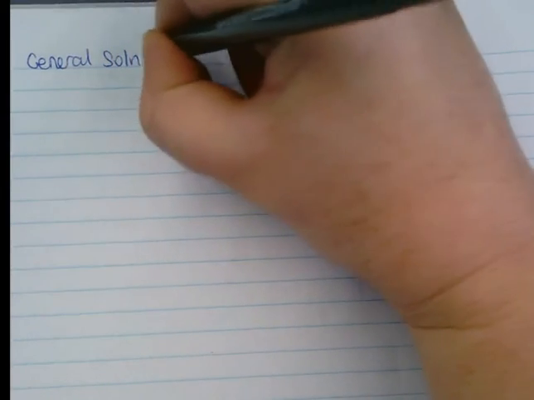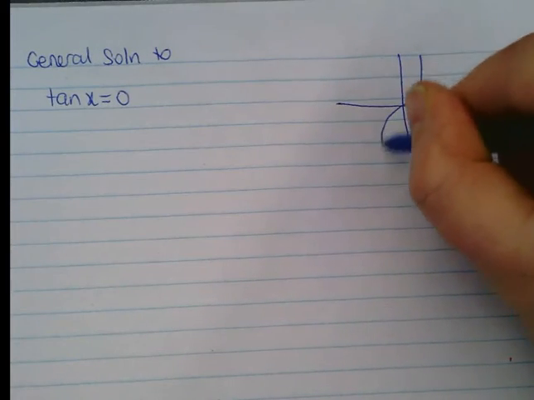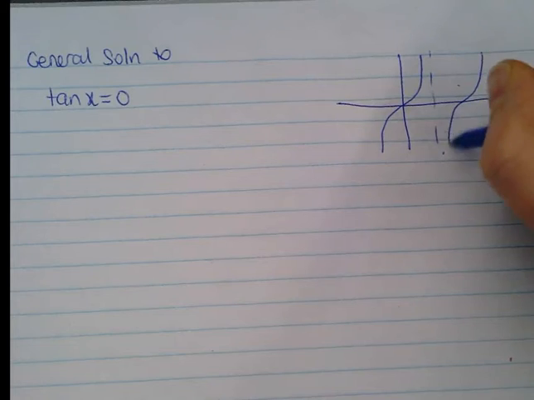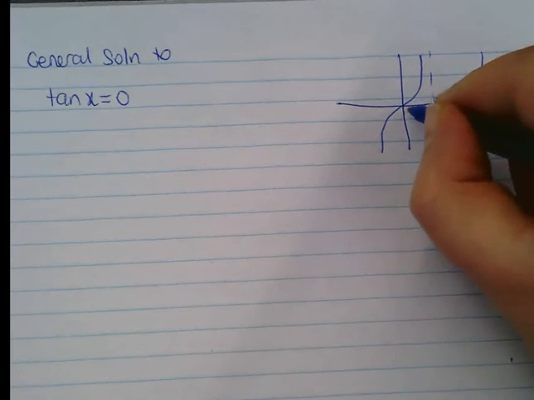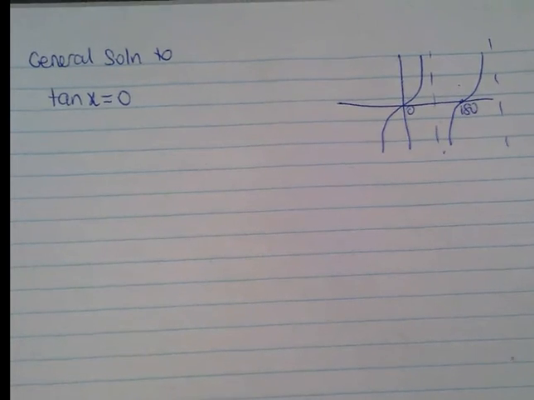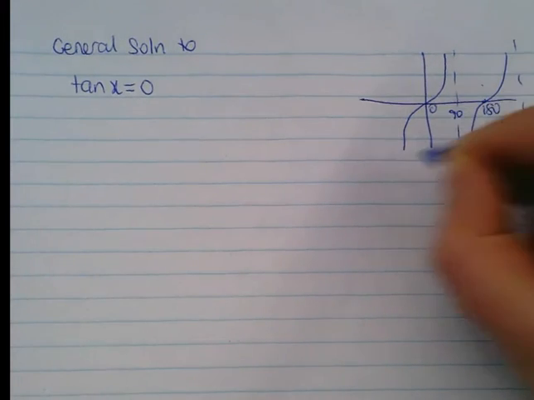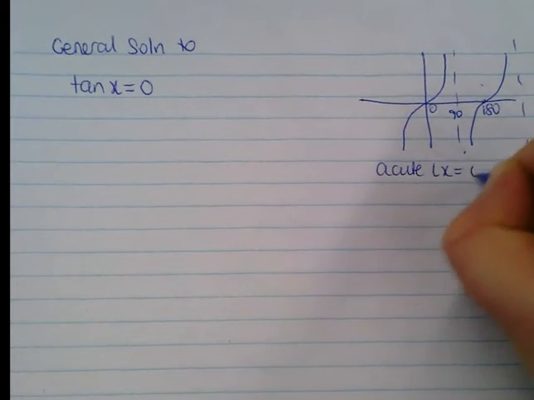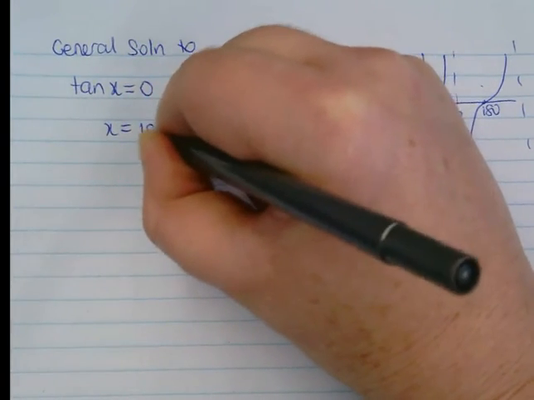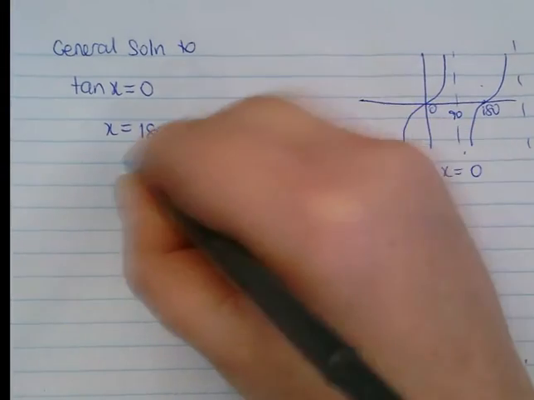So we want the general solution to tan of x is 0. Here's the tan curve. Remember that it repeats every 180 degrees. When is the first time tan of x is 0? That's the tan curve. 0. So your acute angle x is going to be 0. So this one's not hard at all. It's just 180n plus 0, which is 180n.